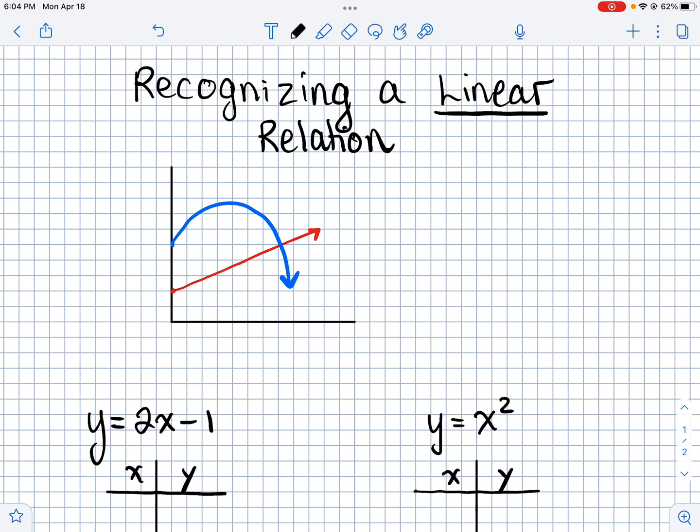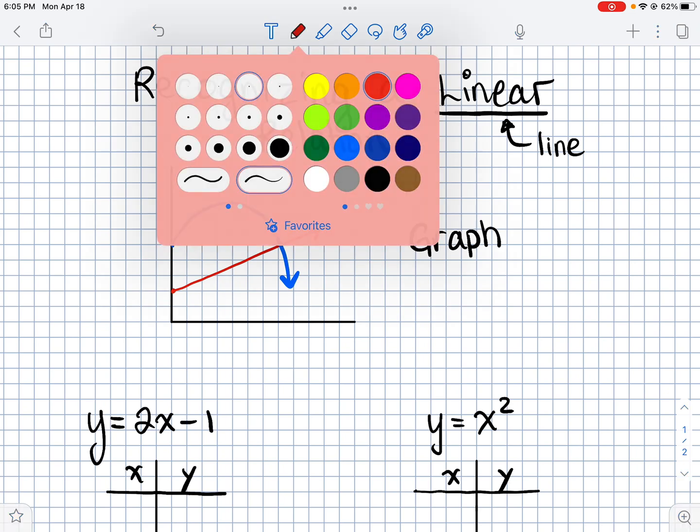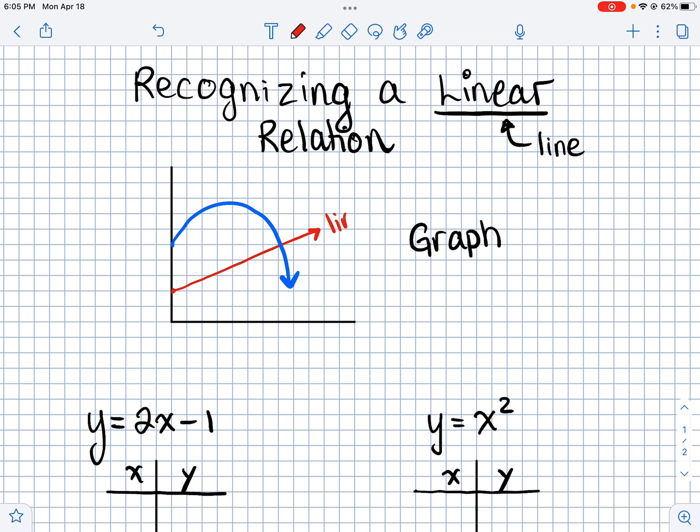From a graph, it's pretty easy. We know that all linear relations, every single one of them, will always make a line. You don't even need to say straight line. As soon as you say the word line, it's just implied that it's a straight line. So this red line here, we can tell right away that it's linear because it's a line. And I can also tell this blue line here is a nonlinear function or a nonlinear relation.